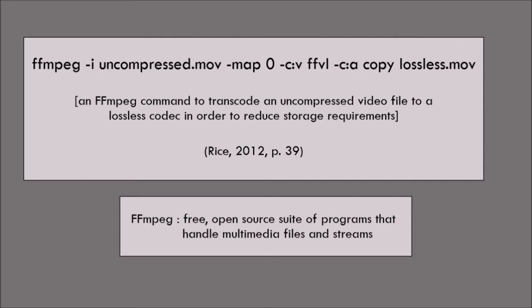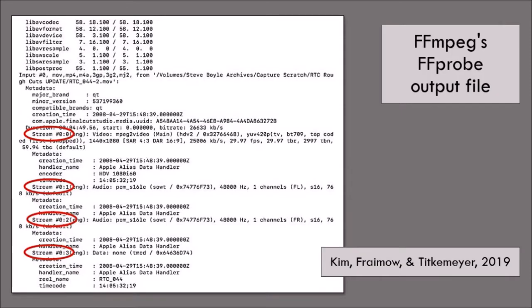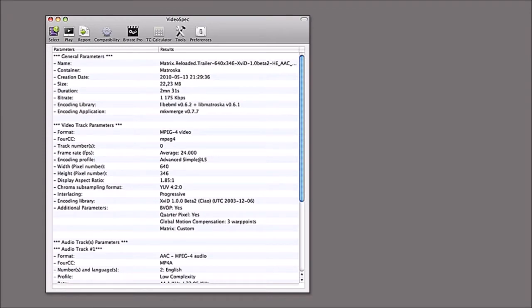streams. FFmpeg contains a stream analyzer called FFprobe. Here's an output file from FFprobe, which shows that the file being analyzed is wrapped in a QuickTime container. The video was encoded using the MPEG-2 codec, and the audio codec is PCM. Here's another example from a commercial product showing that the file container is Matroska. The video was encoded using the MPEG-4 codec, and the audio codec is AAC.